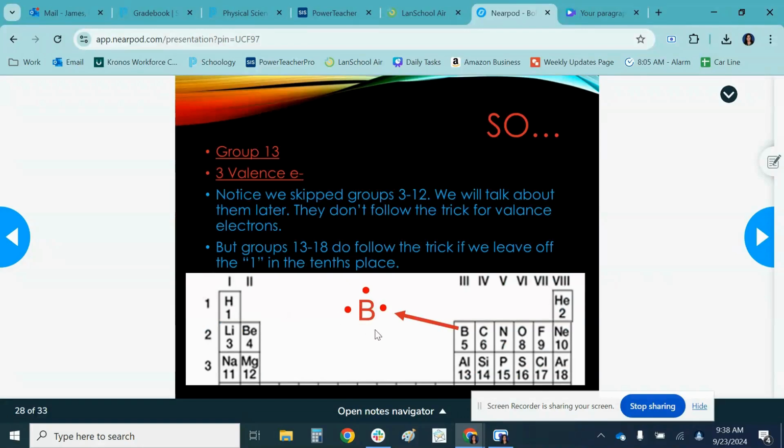So for example, boron, you would draw the symbol. It's in group 13, so drop the 1, and that would be 3 valence electrons.